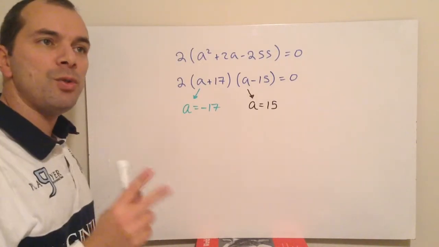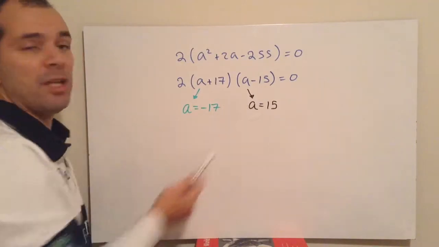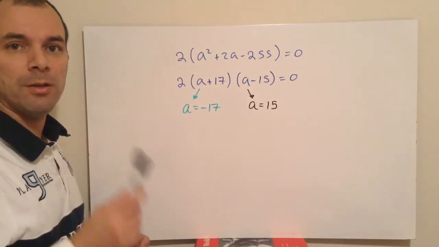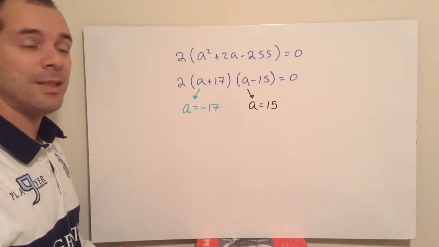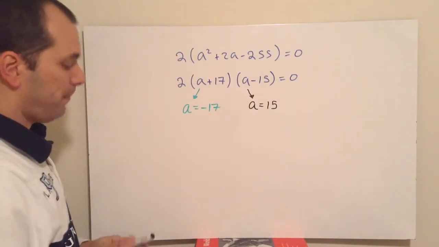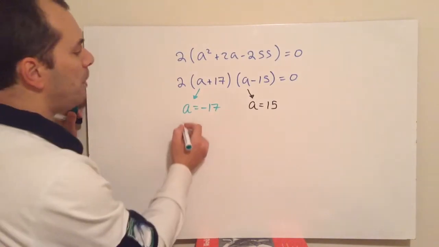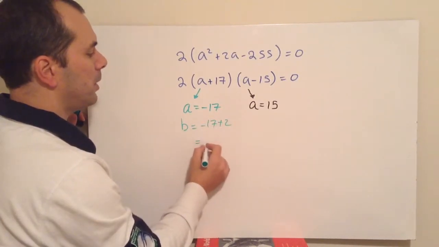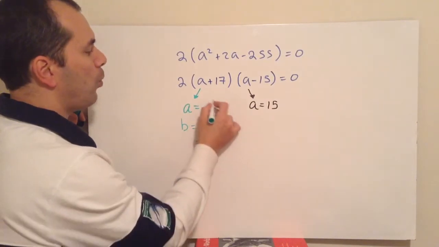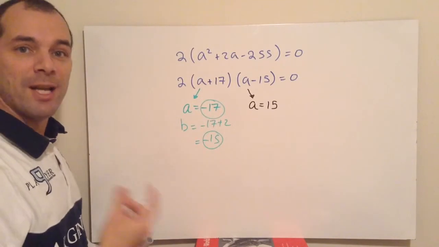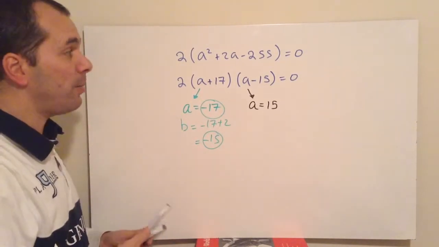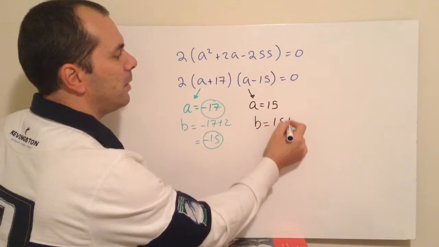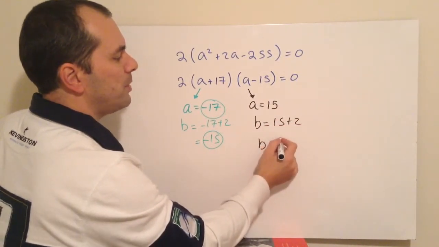You may recall that the question said two consecutive odd numbers, and these are not consecutive. One's minus 17 and the other one's 15. They're both odd, but they're not consecutive. That's because we found two sets of answers. My first answer was minus 17. If you remember, our B was A plus 2. So minus 17 plus 2 is minus 15, and that's one set of answers. So minus 15 and minus 17 are two consecutive odd numbers that when I square them, I get 514. And my other set of numbers is this one, 15 plus 2, so B is equal to 17.